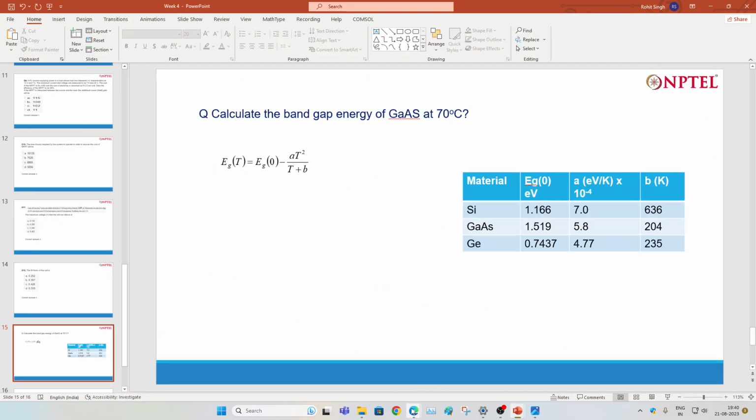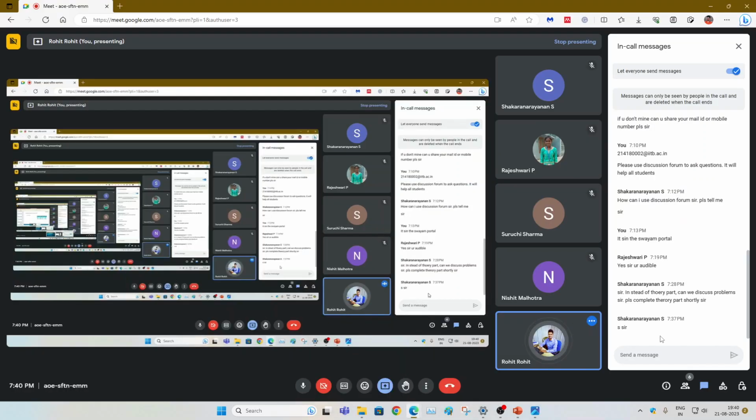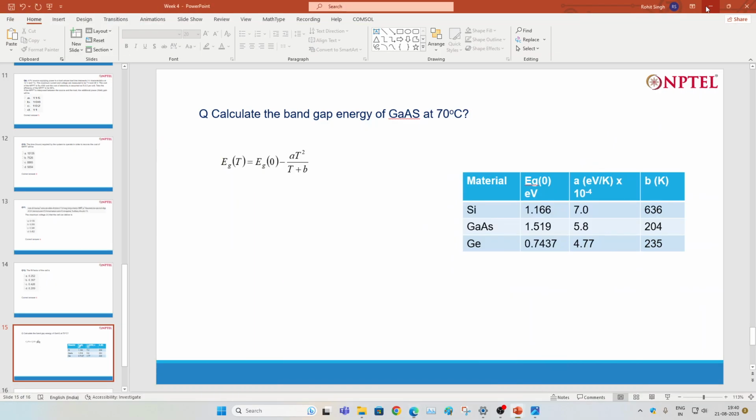So has anyone calculated? I am putting this slide on here. Please calculate, it's 7:40 now, and I will give you 5 minutes. Calculate and say how much the answer is. Then I will show you the correct answer. In fact, I will calculate this question in front of you itself.